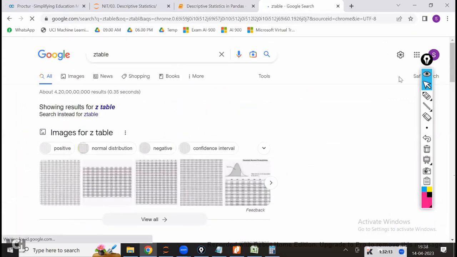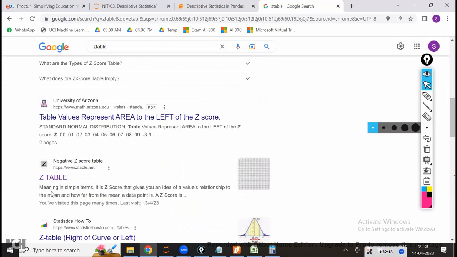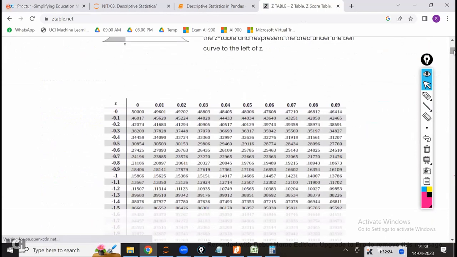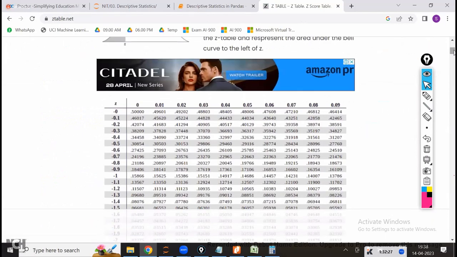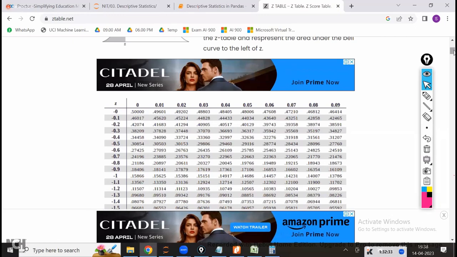So in the Z table, on ztable.net, for example, I'm having some value called minus 1.11. For minus 1.11, what is the answer, guys? From this table, minus 1.11 is 0.13500, right? This is the value.